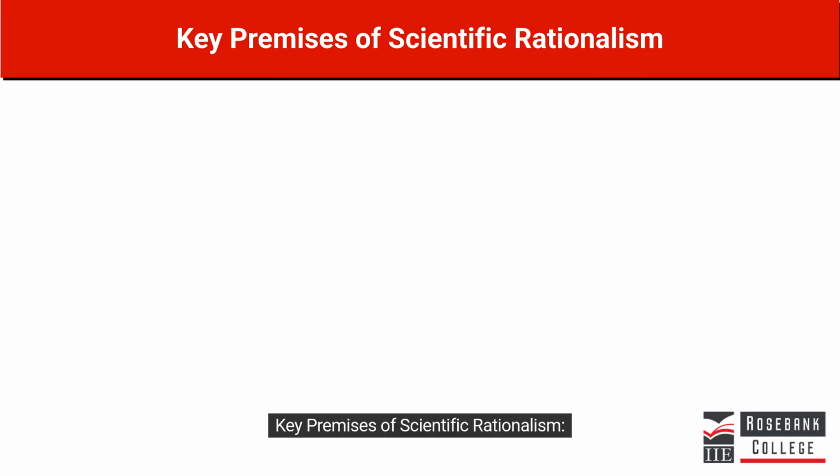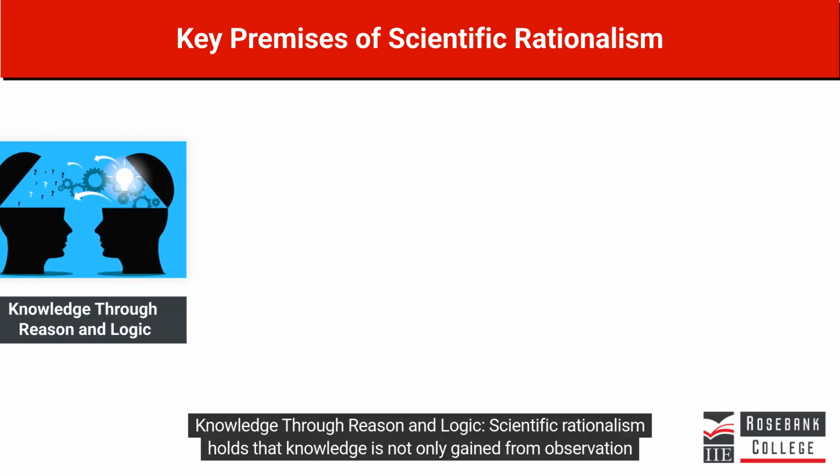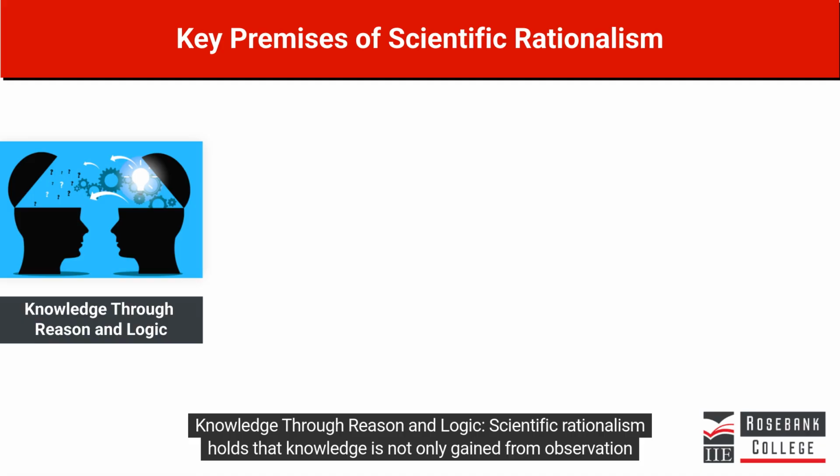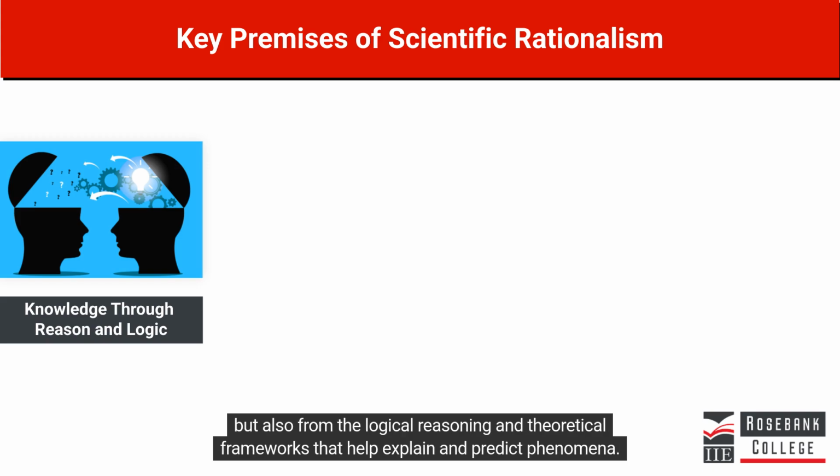Key premises of scientific rationalism. Knowledge through reason and logic. Scientific rationalism holds that knowledge is not only gained from observation, but also from the logical reasoning and theoretical frameworks that help explain and predict phenomena.